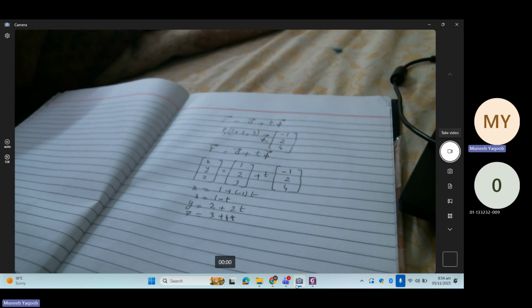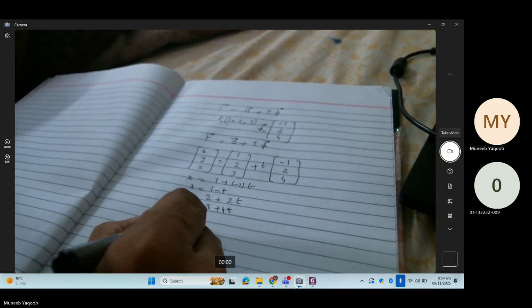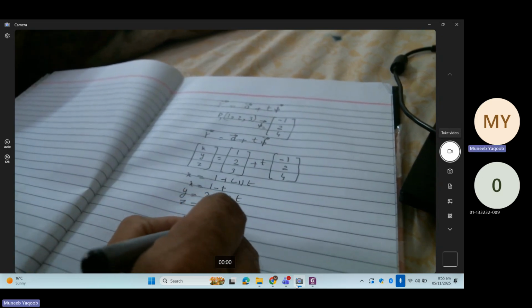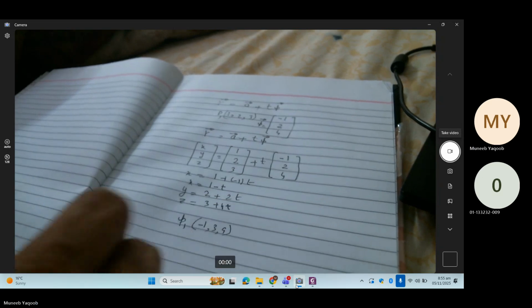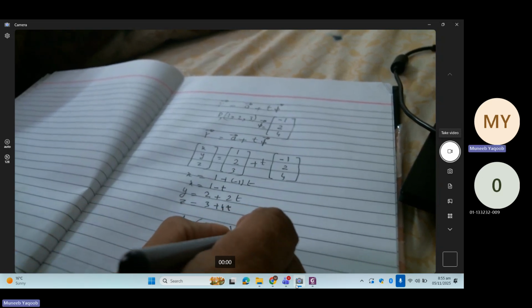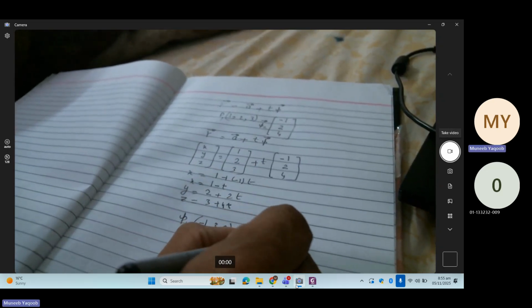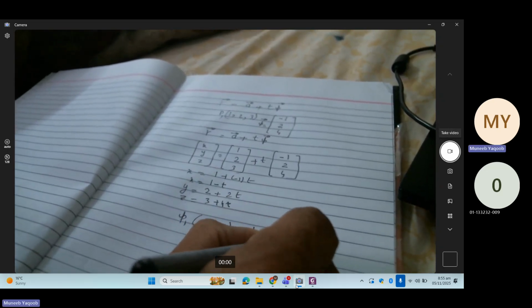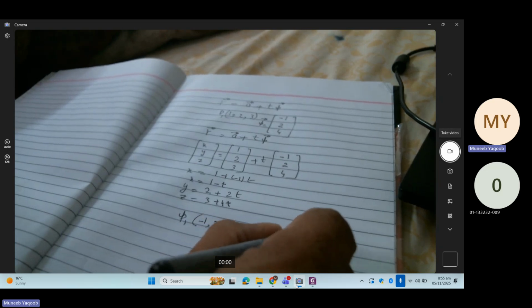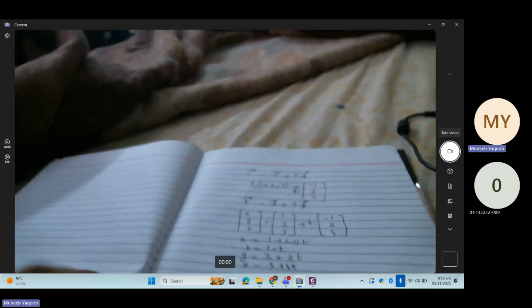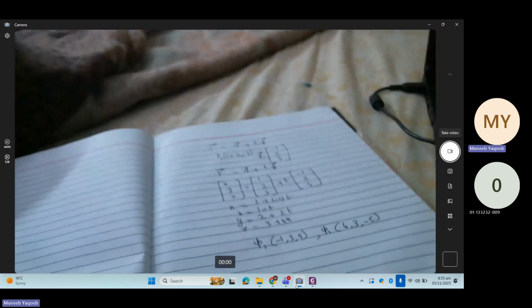Okay, but sometimes they will provide you 2 points. Suppose one point is P1, and suppose this point is -1, 3, 9. And then they will give you another point P2, and suppose this point is 4, 3, and -5. Now they will ask you to write the vector equation of the straight line.